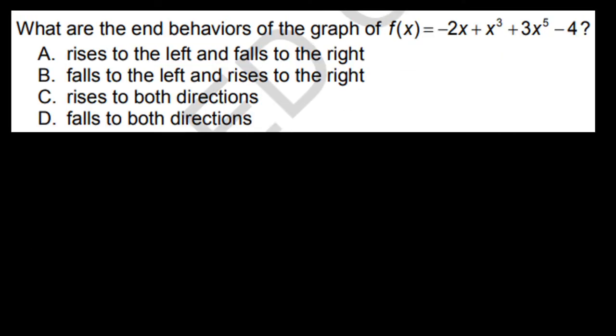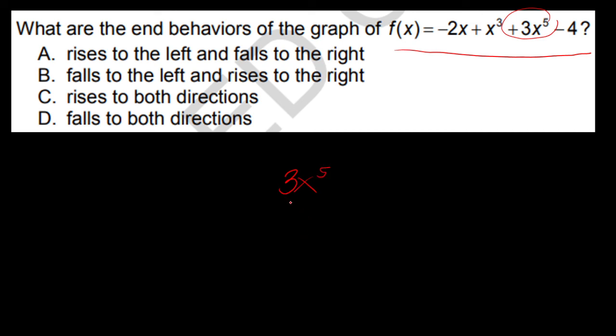Next. What are the end behaviors of the graph of f of x is equal to negative 2x plus x cubed plus 3x raised to 5 minus 4? So, this is our function. Step 1, find the leading term. Our leading term is the one with the highest degree. Where is the highest degree? This term. Correct? So, our leading term is 3x raised to 5.